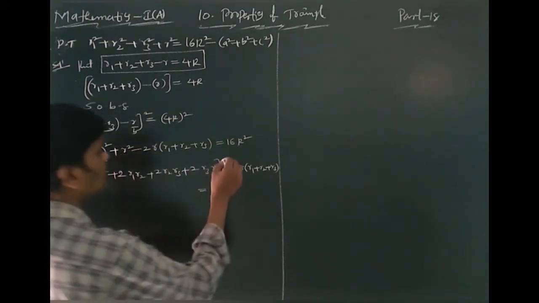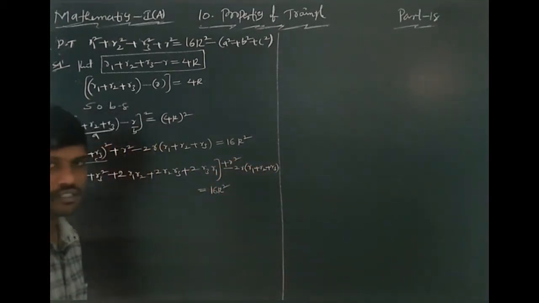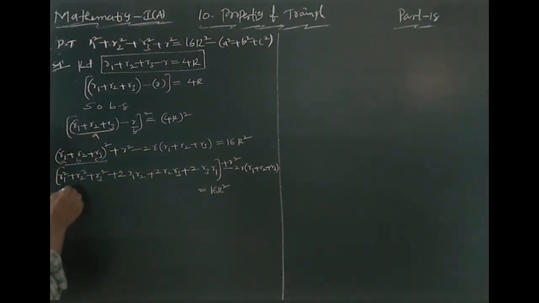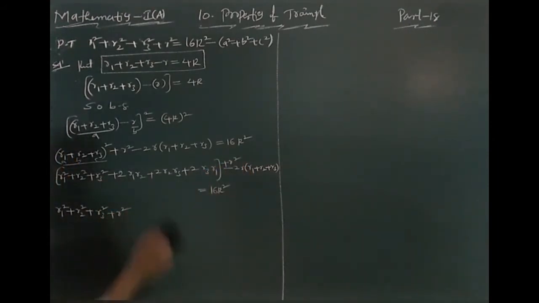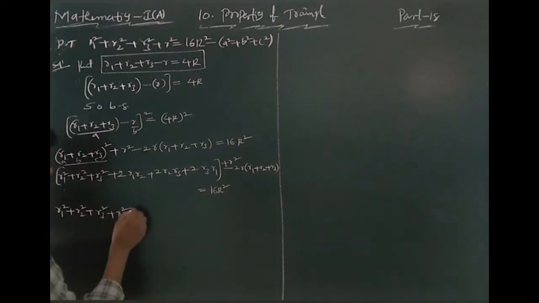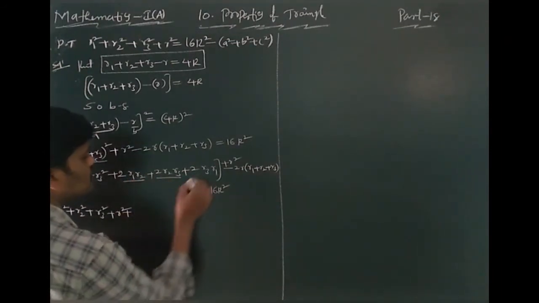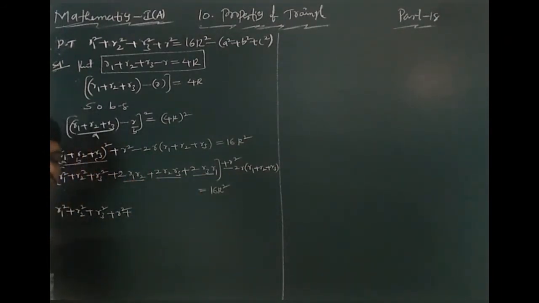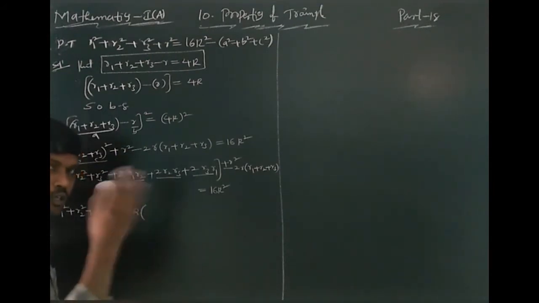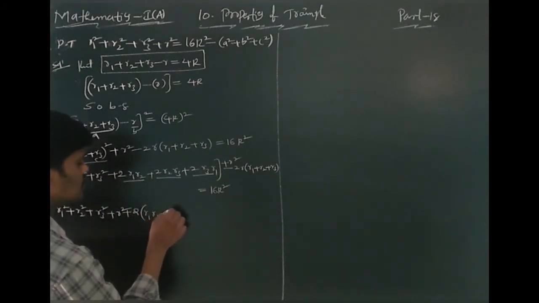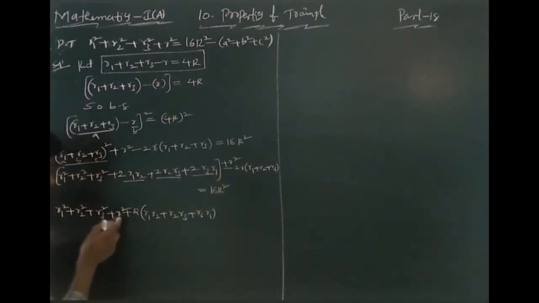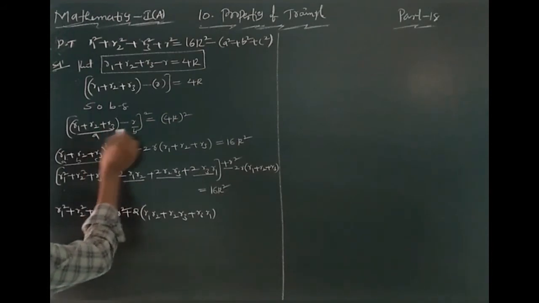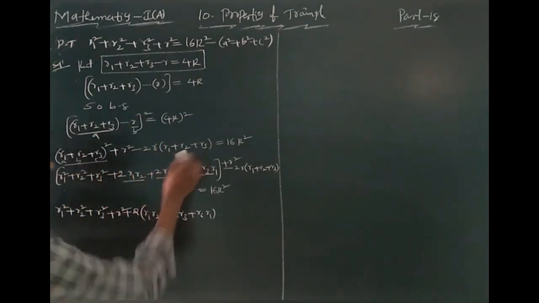16R square, here plus r square is there, you can write plus r square. After that, here you can write r1 square plus r2 square plus r3 square plus r square, plus 2 r1 r2 plus 2 r2 r3 plus 2 r3 r1. In these terms you can take 2 common from r1 r2 plus r2 r3 plus r3 r1. This r square you can write here. Once again the expression: this is a minus b whole square, a square plus b square minus 2ab.